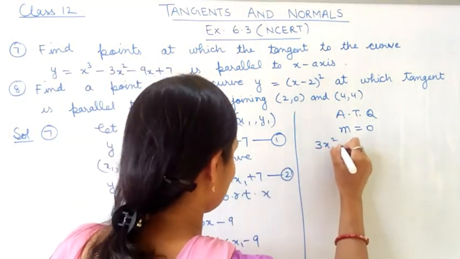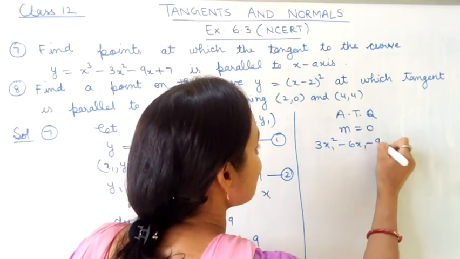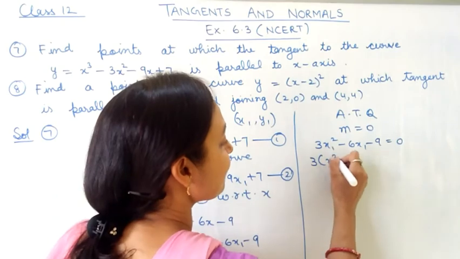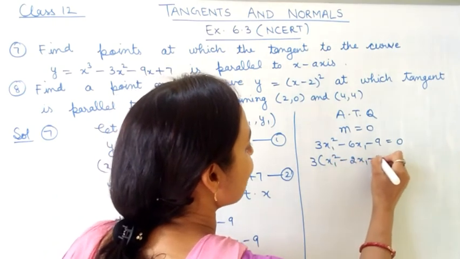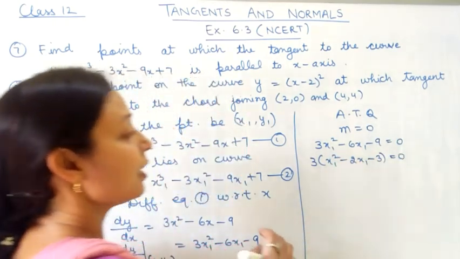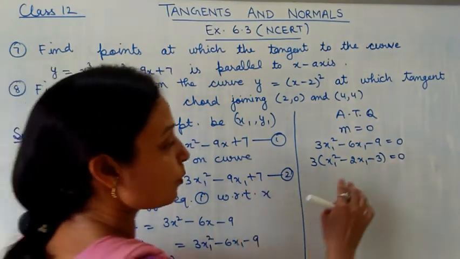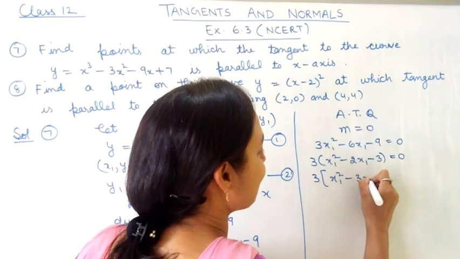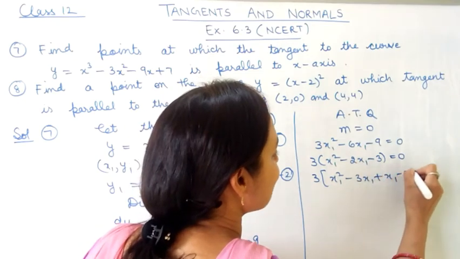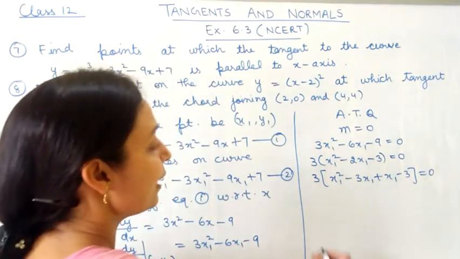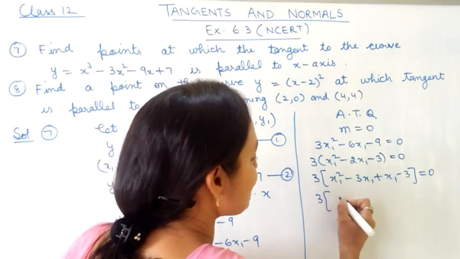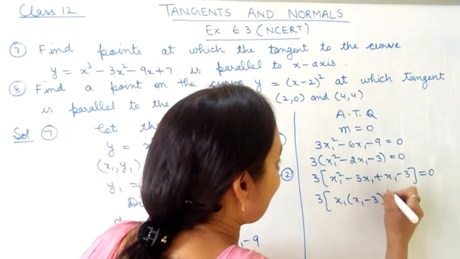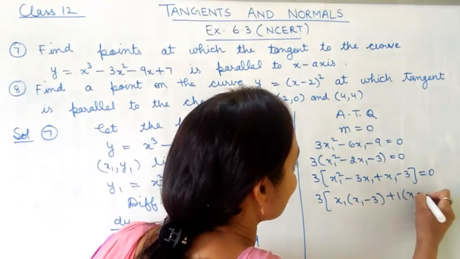3x² − 6x − 9 = 0. Take 3 as a common factor: 3(x² − 2x − 3) = 0. Now factorize it: x² − 3x + x − 3 = 0. It will equal 3[x(x − 3) + 1(x − 3)] = 0.